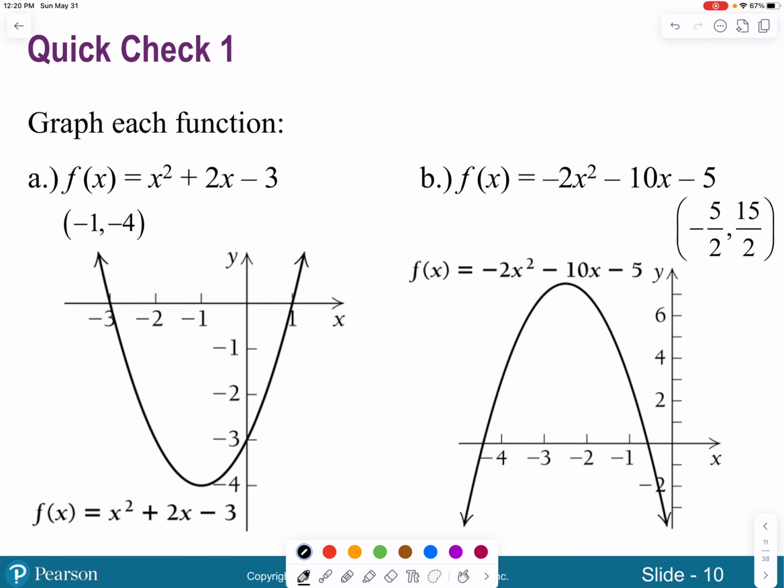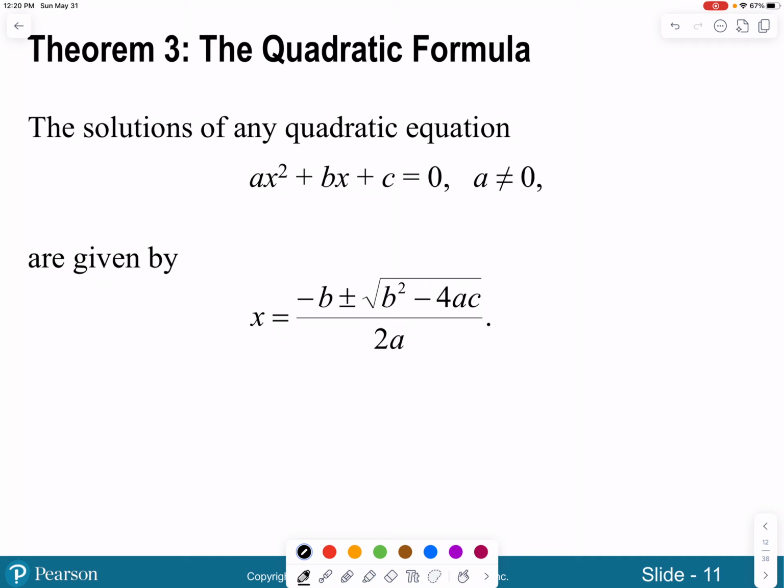Okay. Quick check I'll leave as an exercise for you. My recommendation, try to answer the questions without using the support there. The more you can answer the questions with the least amount of help, the better off you'll be. So then the solution of any quadratic equation, ax squared plus bx plus c equal to 0, where a is not 0, is given by, basically, the quadratic formula.